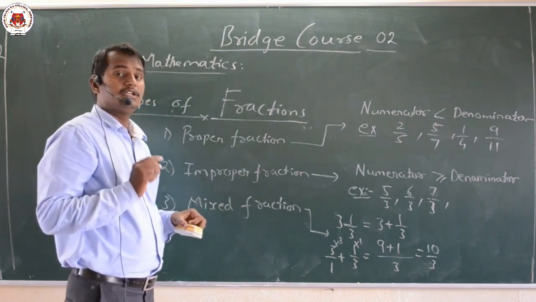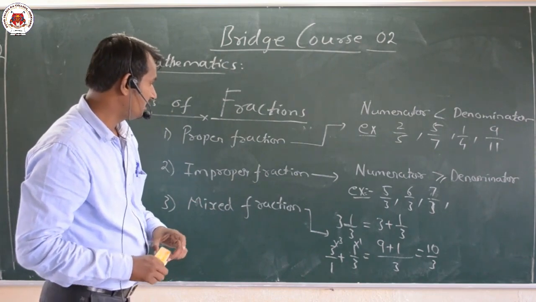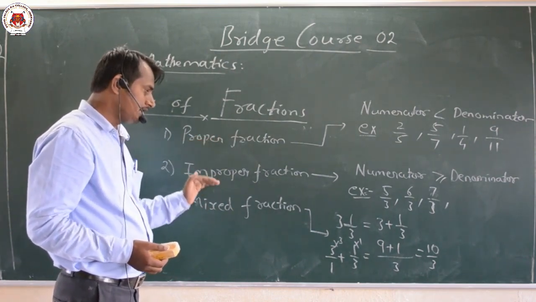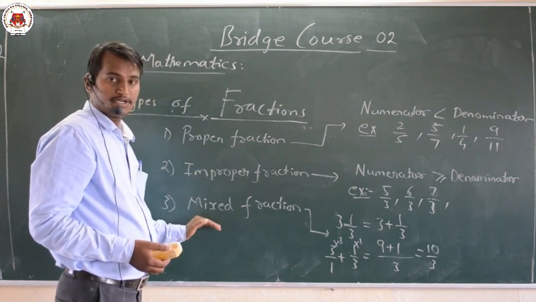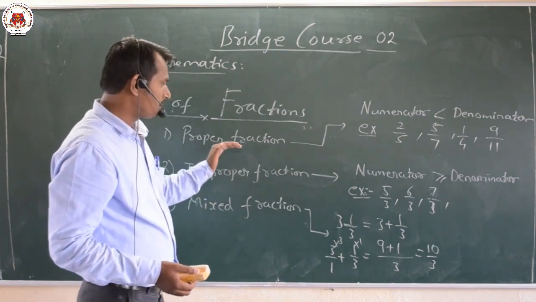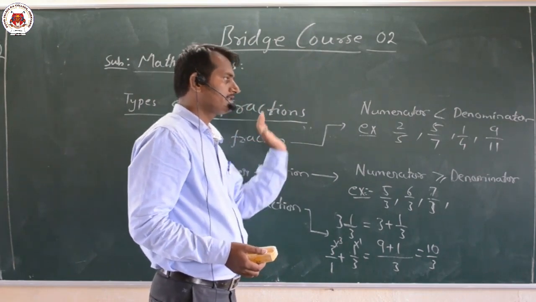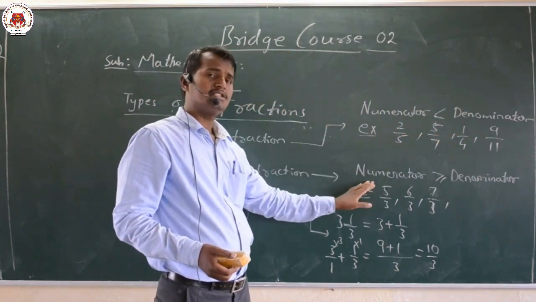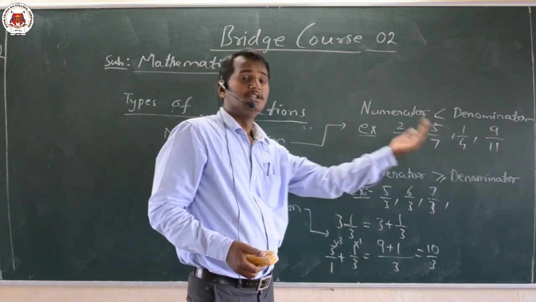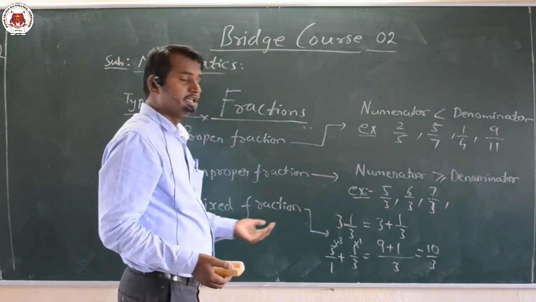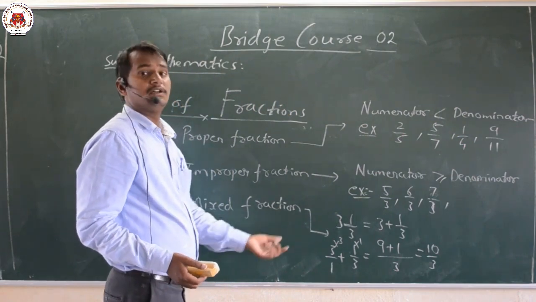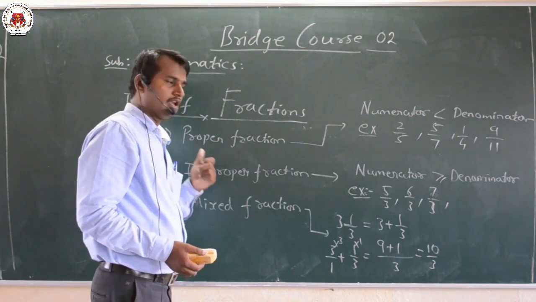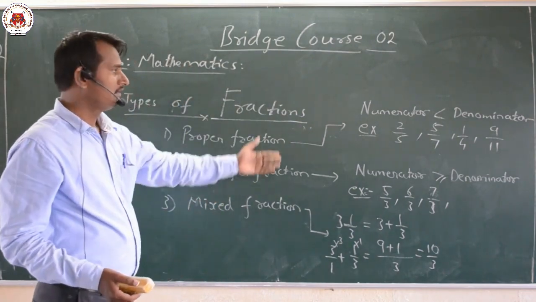Now, dear students, what we have learned is about three different types of fractions: proper fraction, improper fraction, and mixed fraction. Proper fraction means the numerator is always less than the denominator. In an improper fraction, the numerator is greater than or equal to the denominator. And the last one, the mixed fraction, is again a part of an improper fraction. These are our fractions.